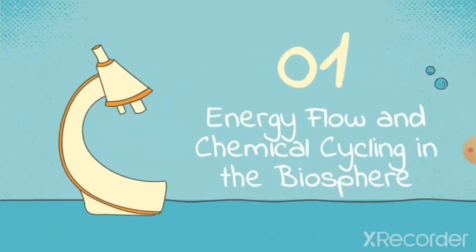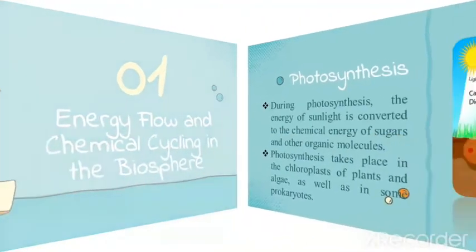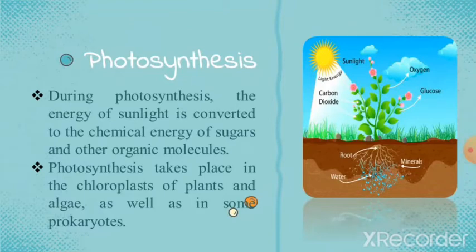So the first subtopic that we are going to discuss is all about the energy flow and chemical cycling in the biosphere. All life requires energy. In almost all ecosystems on Earth, this energy originates with the sun. During photosynthesis, the energy of sunlight is converted to the chemical energy of sugars and other organic molecules.